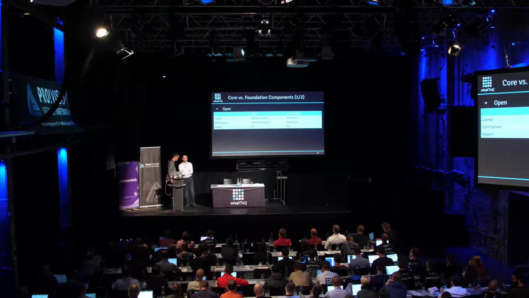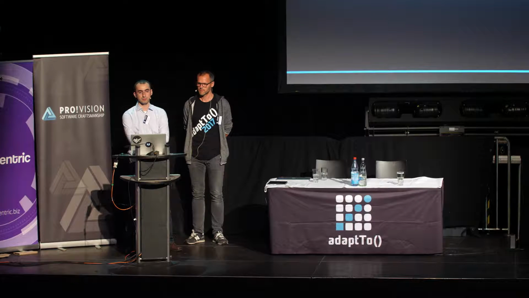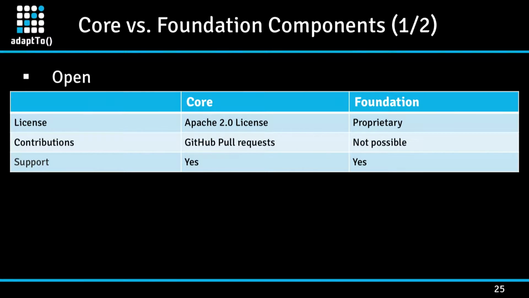Okay, so in order to review, we think one of the major changes of the core components related to the foundation components is the fact that we've gone open. They are now published on GitHub under an Apache 2.0 license, as opposed to the foundation components where you had no access to their source code. You could still see them and the scripts in JCR, but you could not contribute there or come with your own fixes for issues that you can't wait for us to fix.